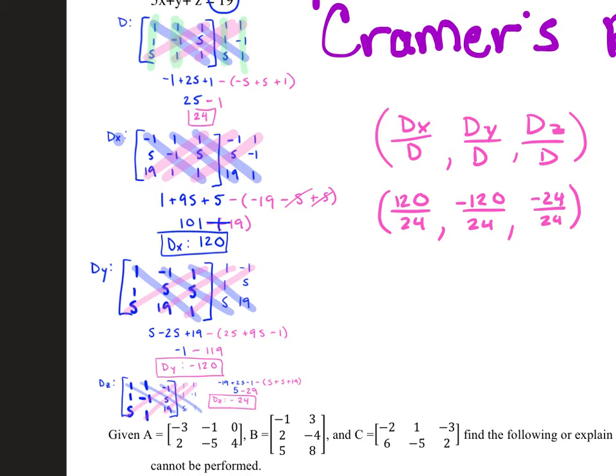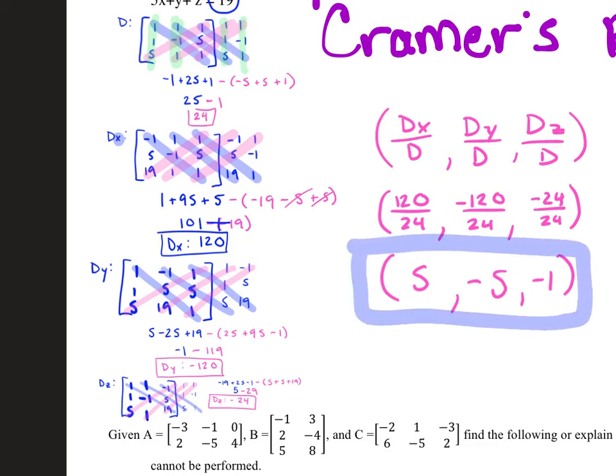Can we simplify these? Z simplifies to negative 1. Let's see if 24 goes into 120 evenly. Oh, how nice. It goes in 5 times. So we have 5, negative 5, and negative 1. So this is our answer. You will have one of these on the test.